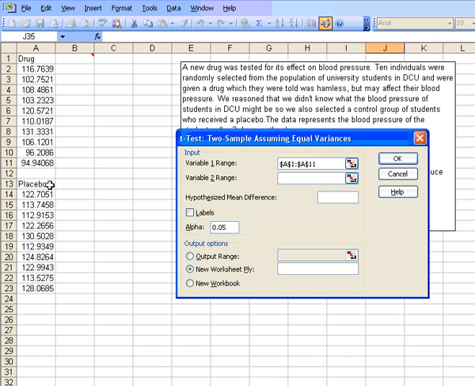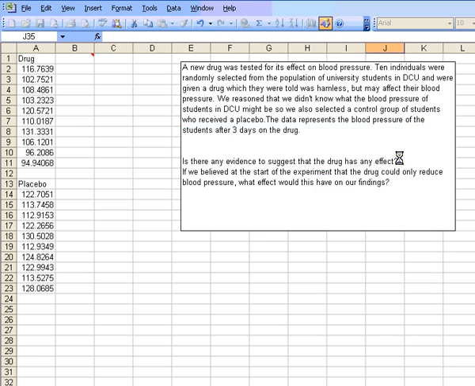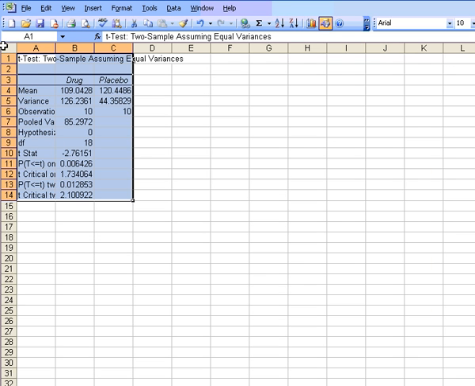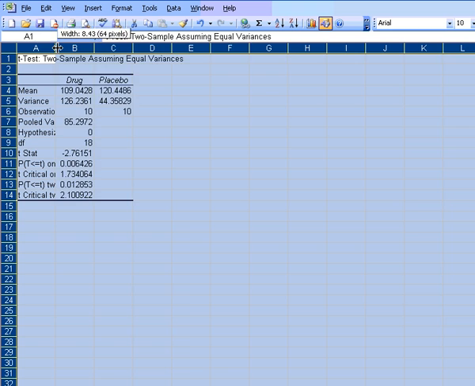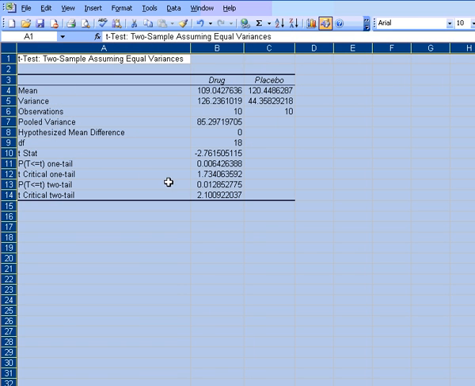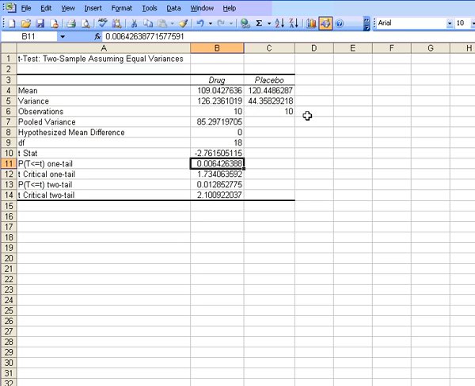there is the placebo, we have labels in the first row, and we're going to put it into an output file. And there we are. And there is our probability for a one-tailed test and probability for a two-tailed test.